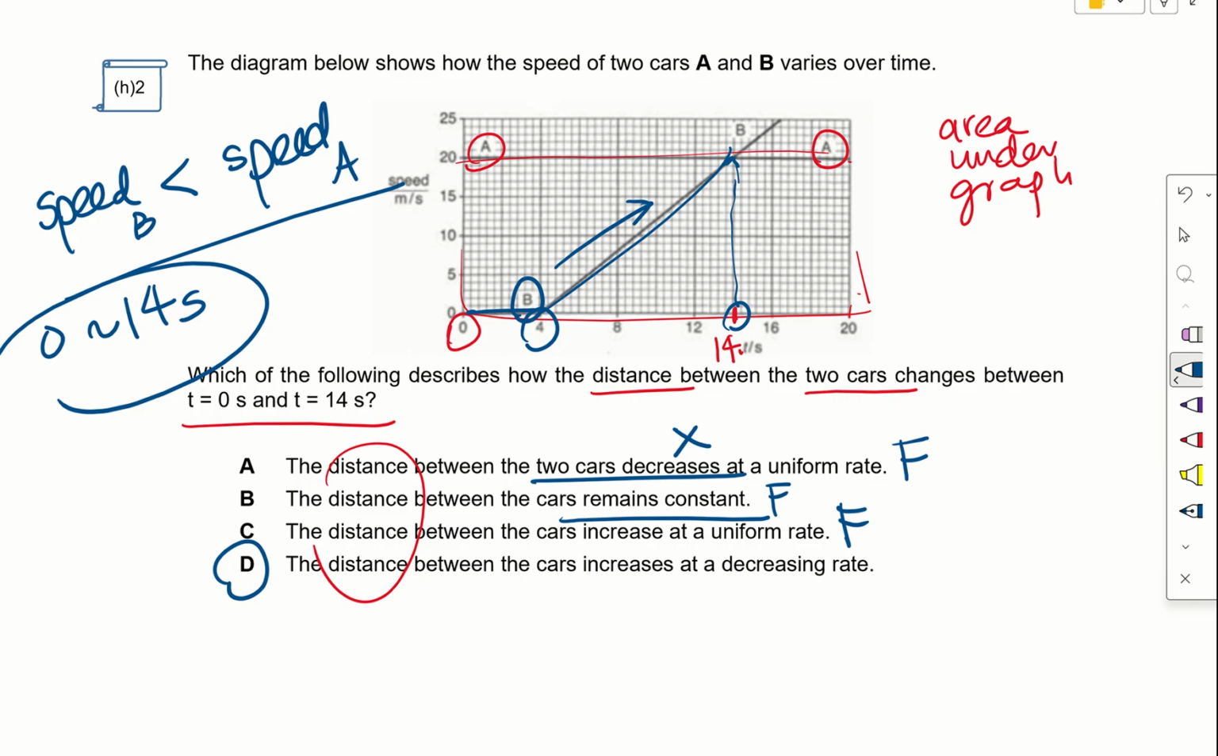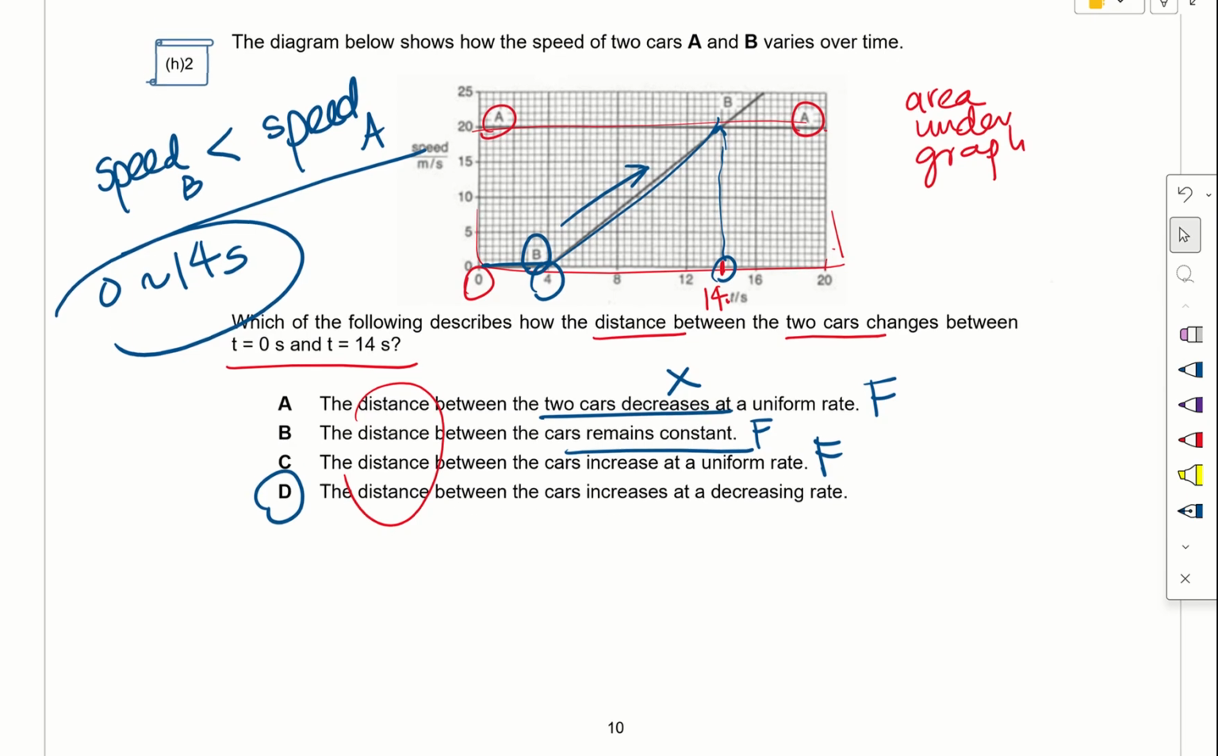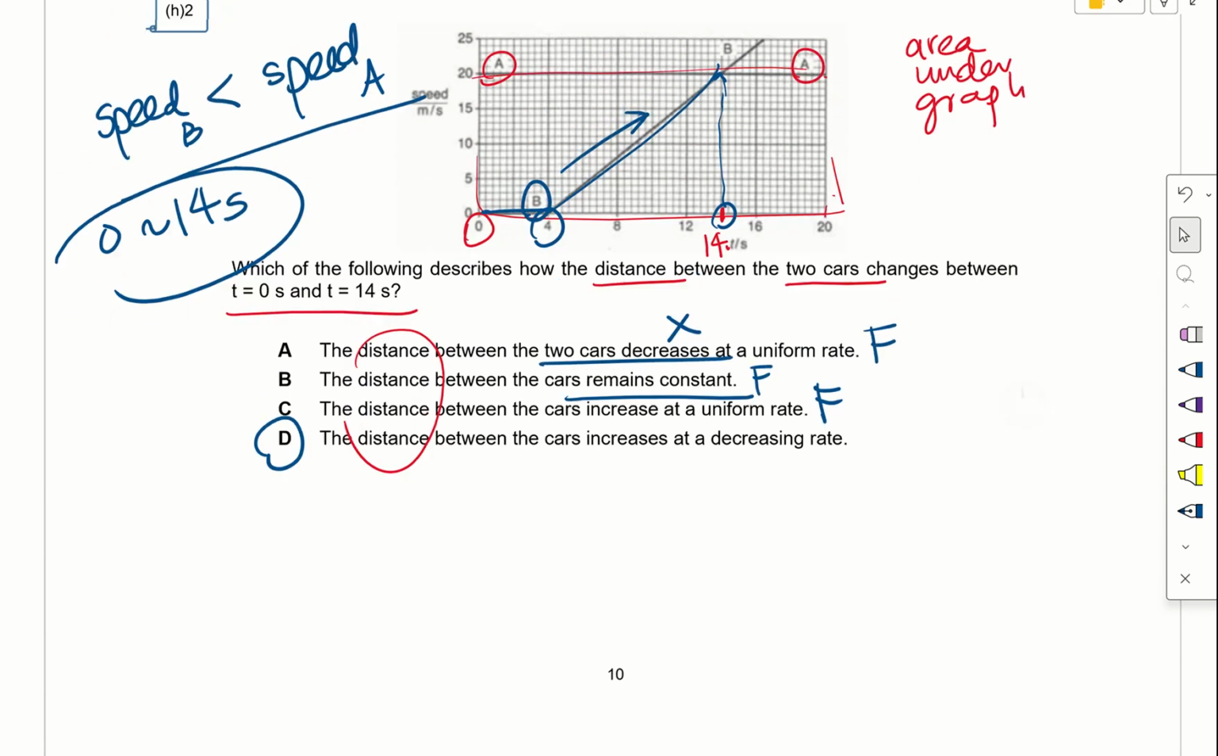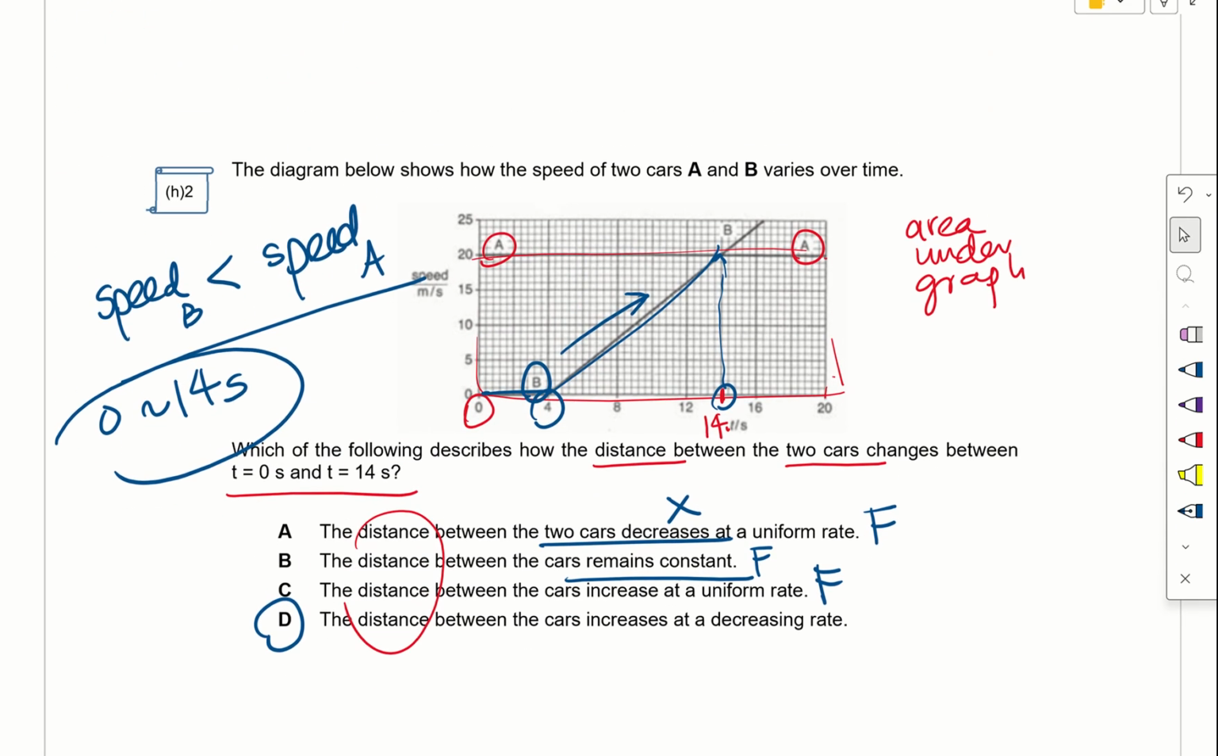Okay, so maybe for this part, you all need to discuss among one another. Then I can maybe show you another time. Okay, so this is all for this video.